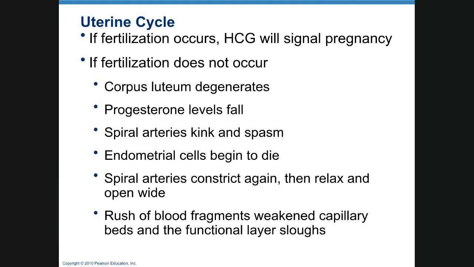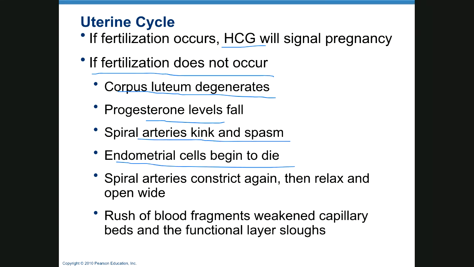Okay, if fertilization occurs, human chorionic gonadotropin will signal pregnancy. If it does not occur, then the corpus luteum degenerates, progesterone falls, spiral arteries kink and spasm, the endometrium dies, spiral arteries constrict again, relax, and then you have a rush of blood that helps to remove the functional layer so you can start a nice new clean layer.